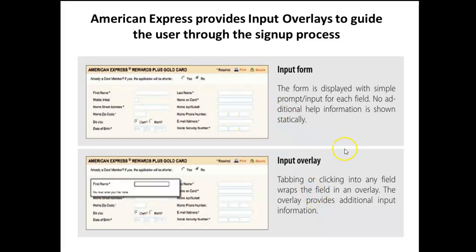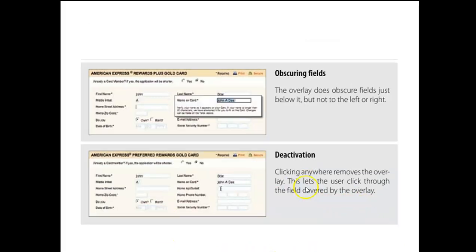First, the input form. The form is displayed with a simple prompt input for each field. No additional help information is shown statically. Input overlay: tabbing or clicking into any field wraps the field in an overlay. The input overlay provides additional information. The overlay obscures fields just below it, but not to the left or right. Deactivation: clicking anywhere removes the overlay. This lets the user click through the process covered by the overlay.